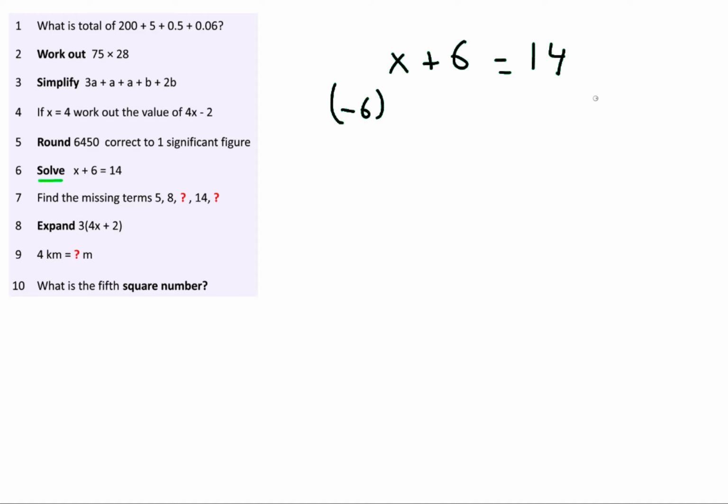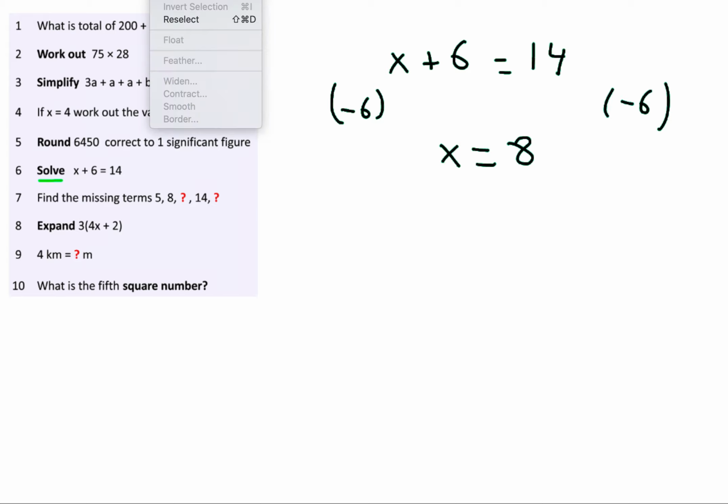And what I do on the left, I have to do it on the right to keep the balance. 6 take away 6 is 0, so I've just got x on the left, and 14 take away 6 is 8. So the answer is 8. X equals 8. Also, you can think, okay, what do I have to add to 6 to get to 14? And as you can see, it's 8.